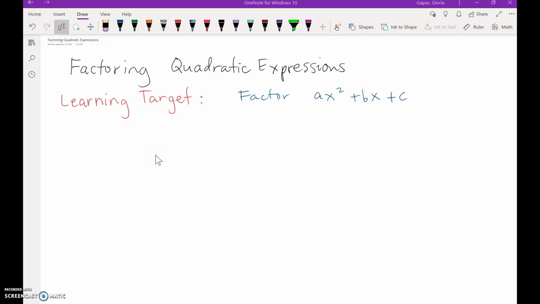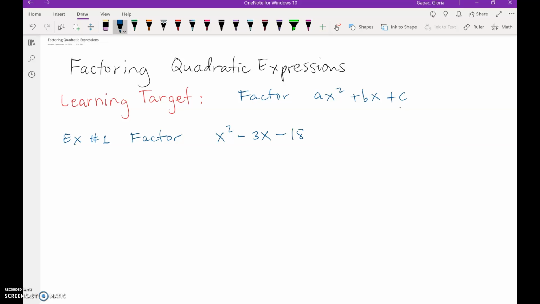So in this lesson, you will be learning how to factor quadratic expressions in the form ax squared plus bx plus c. So example number 1. So let's factor x squared minus 3x minus 18.